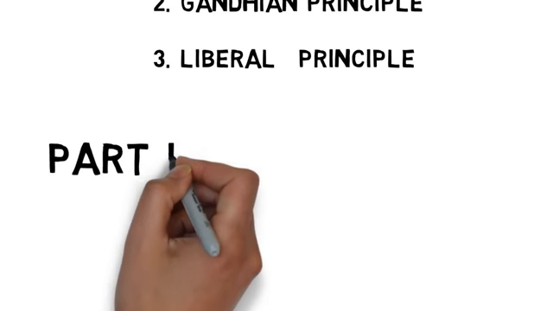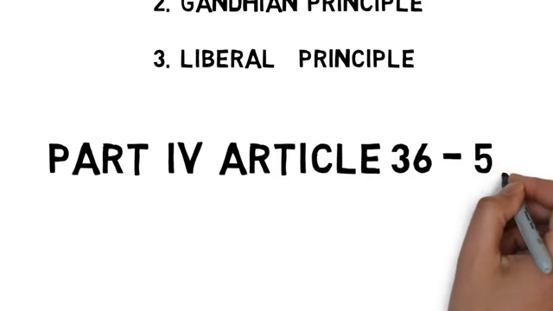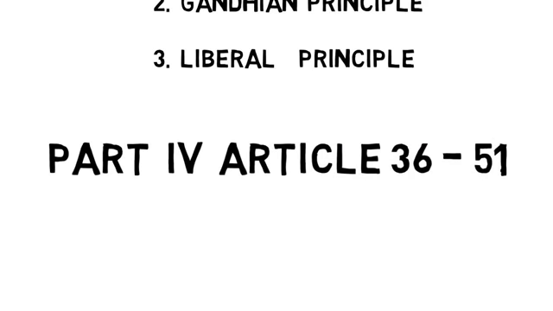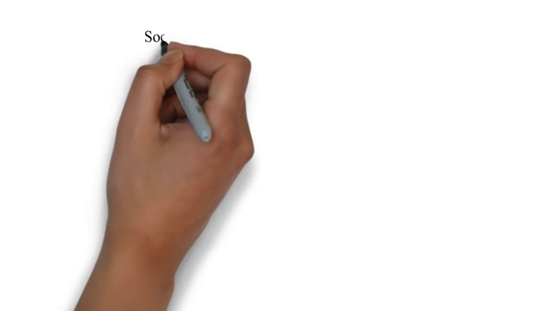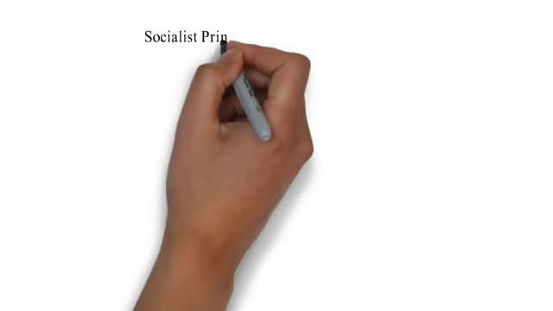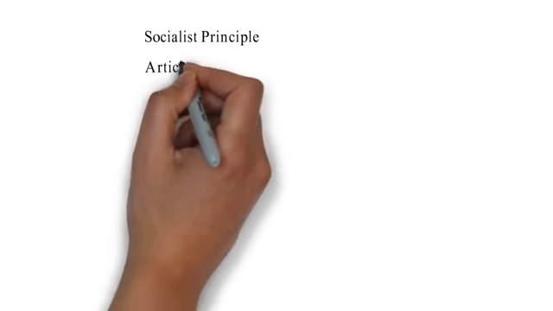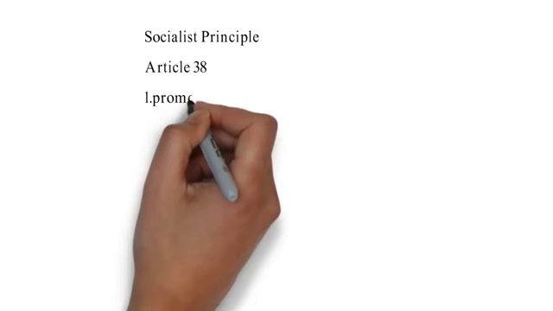First of all, what are directive principles of state policies? In simple terms, these are the directives that the government needs to follow while forming the policies for the people. These directive principles of state policy, or DPSP for short, come under Part 4, from Article 36 to 51. According to the nature of these articles, they have been divided into three parts: Gandhian principle, socialist principle, and liberal principle. In this trick, we will learn a way to remember the articles which come under socialist principle.